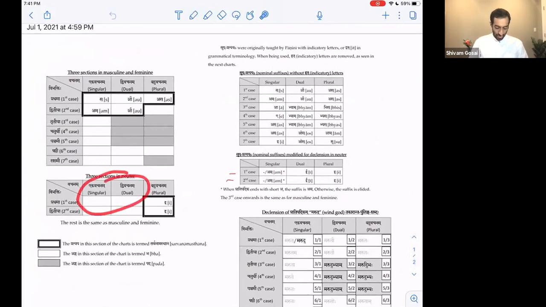For neuter, this first chart is the same as for masculine and feminine. The only difference is that the sarvanamasthana is just this 1, 3, 2, 3. This is all considered bha when in napumsakalinga, when in neuter. So sarvanamasthana is only these 2.